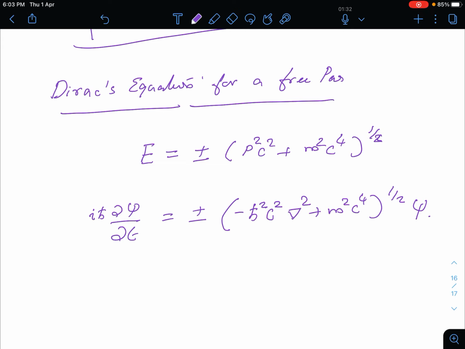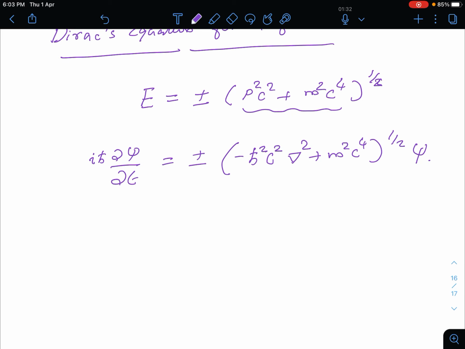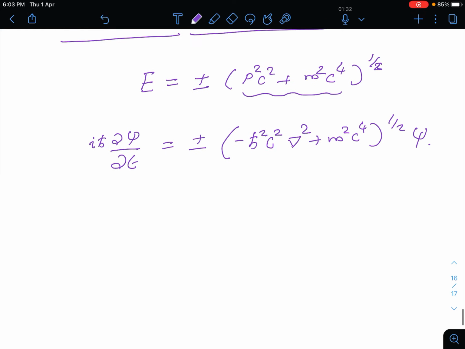Now, what was the trouble with Dirac, I mean, with this equation? Now E is the square root of p square c square plus m square c raised to 4, which was not defined. We don't know what exactly it is. I mean, the root is what we call energy, but that is positive. So we have not defined it. We don't know exactly what it is.